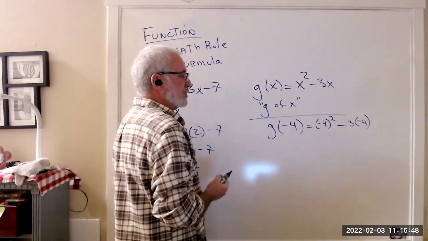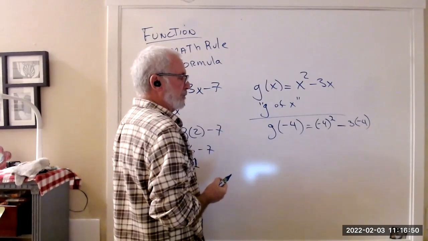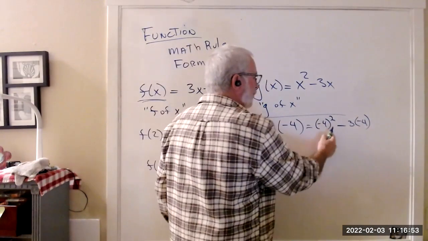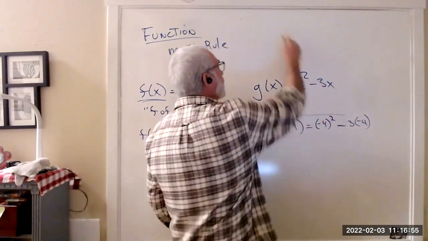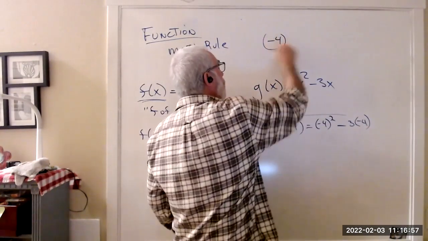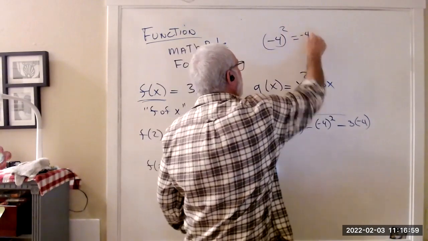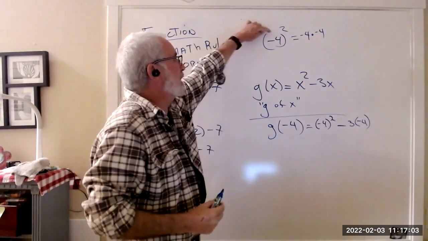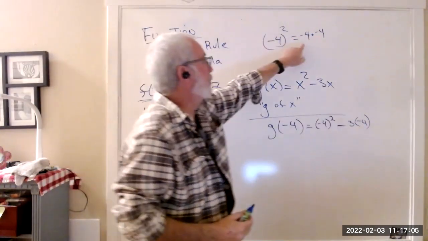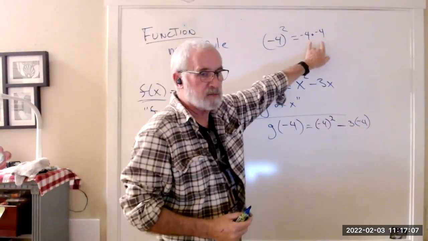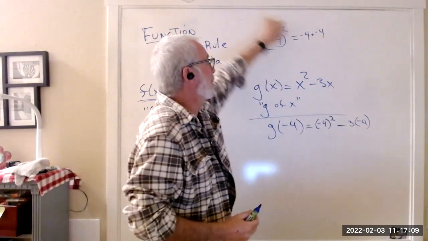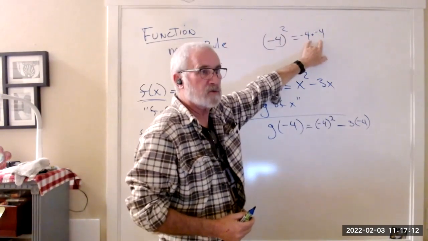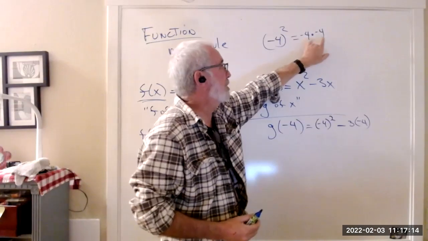Okay, that's the first step. That's the plug-in. Now, -4 squared, we kind of did this last night. -4 quantity squared means -4 times -4. When you take it to the second power, you multiply it by itself 2 times. So whatever that power is, you multiply it by itself that many times.